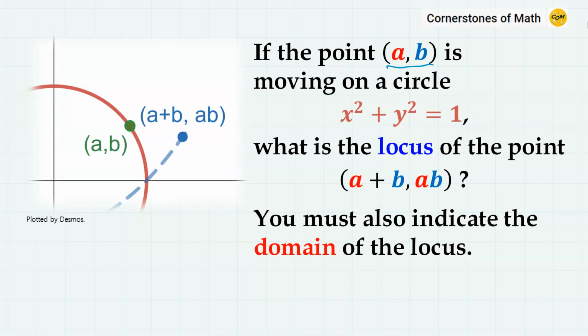If the point (a, b) is moving on a circle x squared plus y squared equals 1, what is the locus of the point (a plus b, ab)? You must also indicate the domain of the locus. As this point (a, b) moves on the red circle, point (a plus b, ab) creates a different curve, which is called the locus.